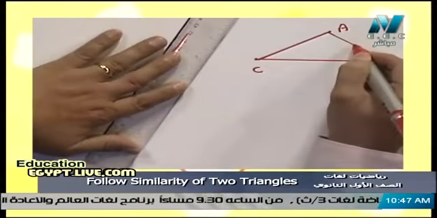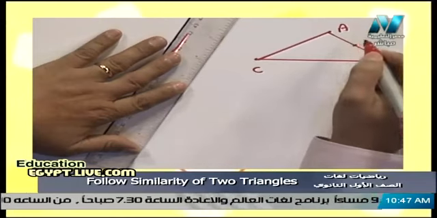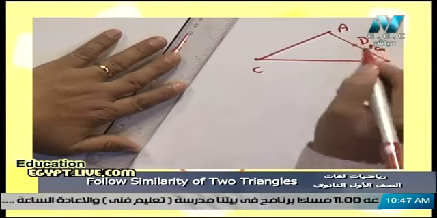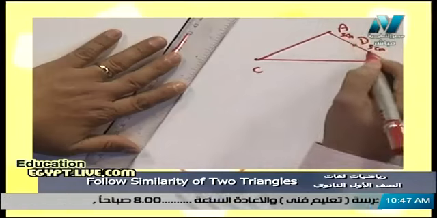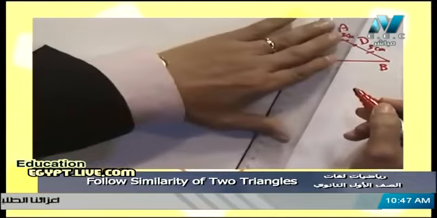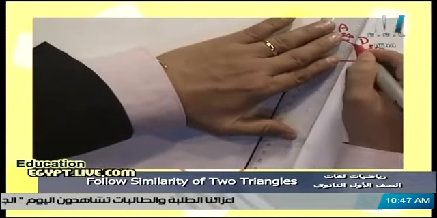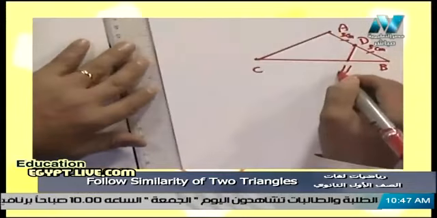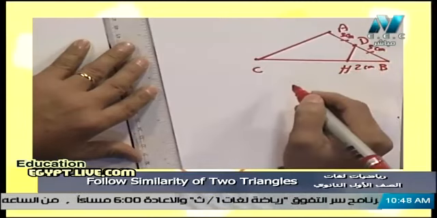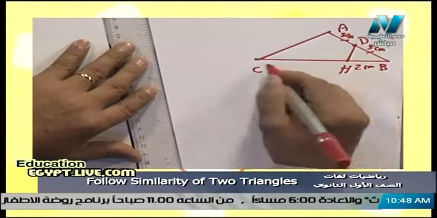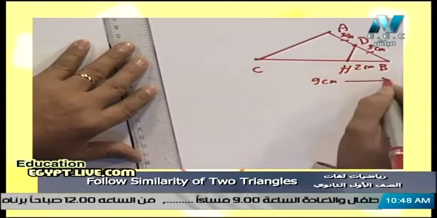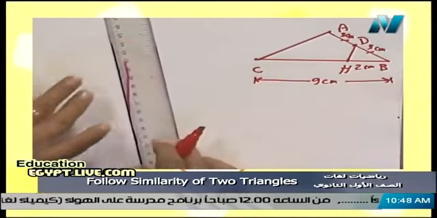Okay, and let's bisect AB by the bisector point D, and DB equals 3 centimeters, and DA equals 3 centimeters also. So DB equals DA. Okay, and draw DH such that HB here equals 2 centimeters and all of BC here equals 9 centimeters. The total side here is 9.